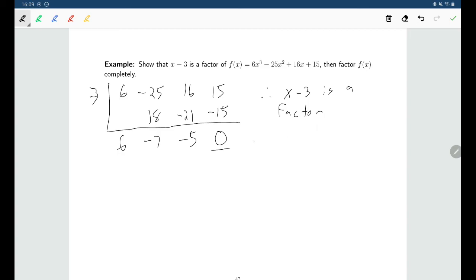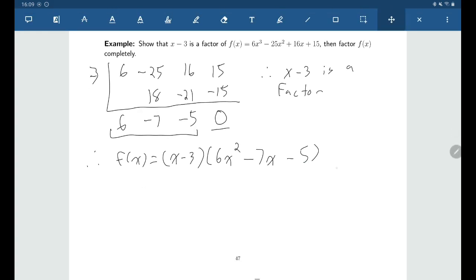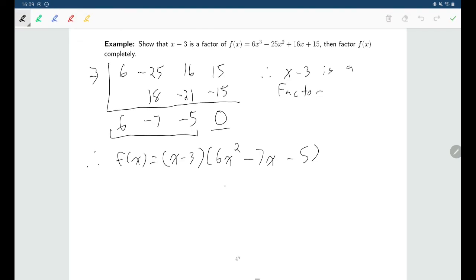That's because the remainder happens to be 0 when we divide by x minus 3. That also tells you that f of x can be factored as x minus 3 times whatever our quotient is. And here our quotient happens to be 6x squared minus 7x minus 5. Now the rest of this is asking us to factor f of x completely. So we just need to factor this last remaining part, 6x squared minus 7x minus 5. And we know how we would do that.